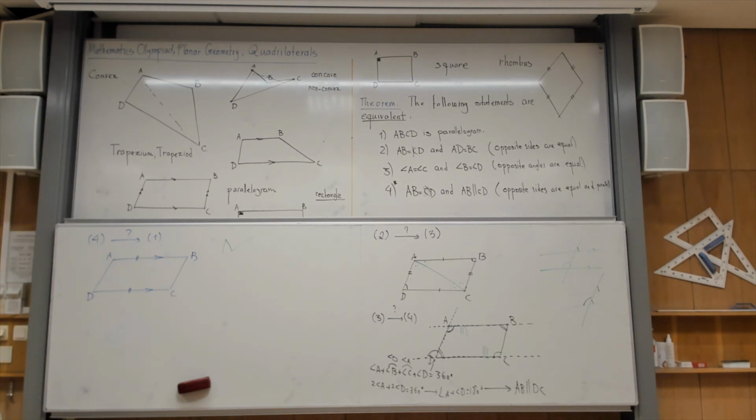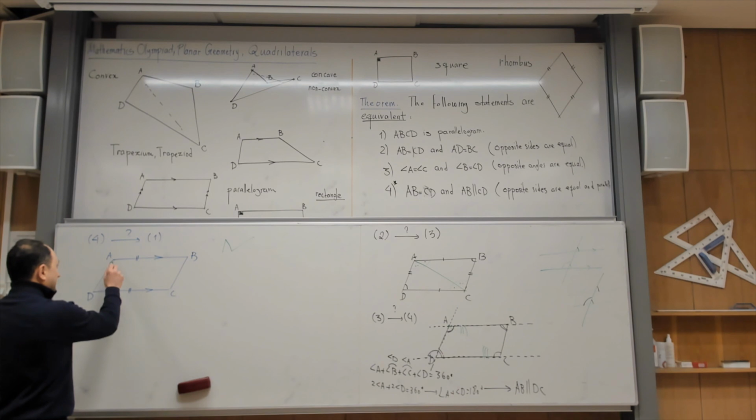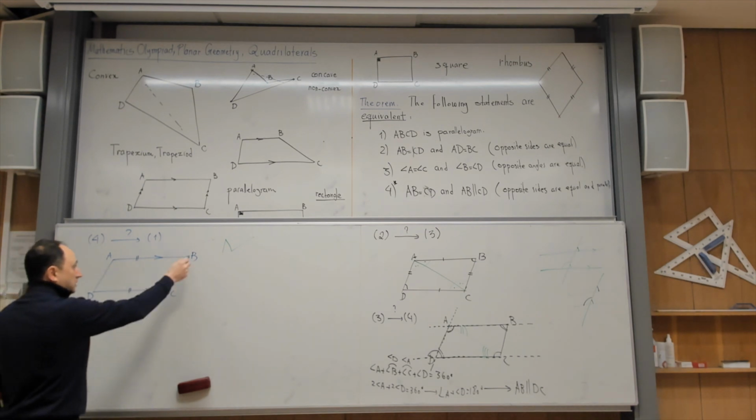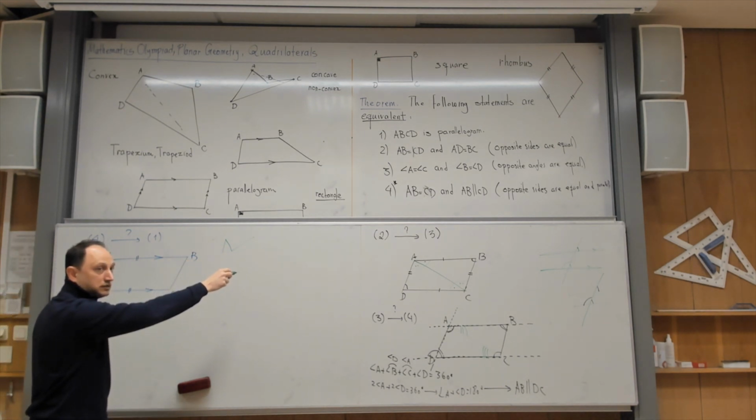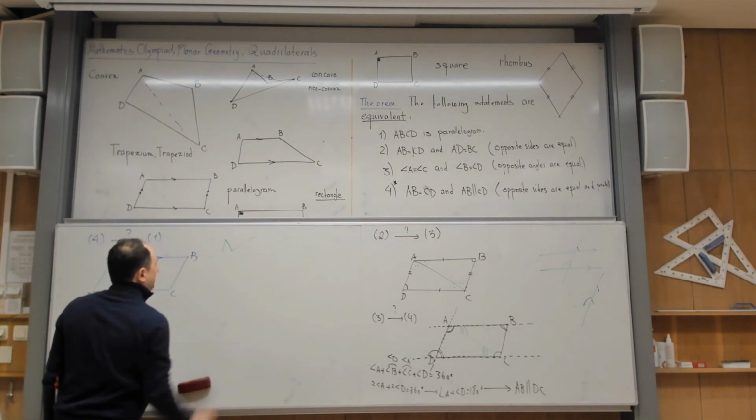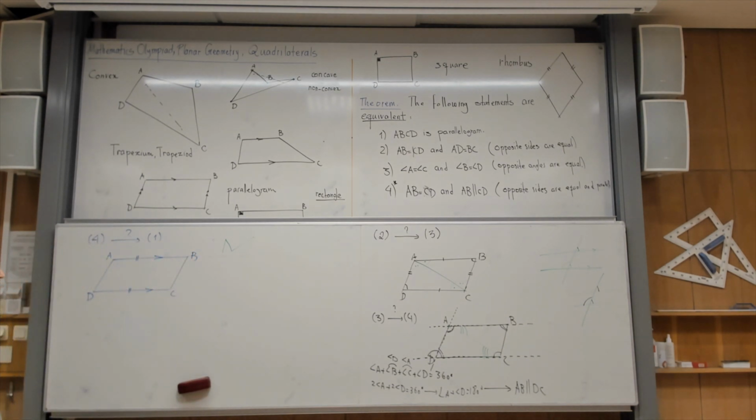First, you can lengthen AB and CD. So you enlarge them so they get longer. AB extended to where? Any length. And on the other side as well. Same thing for CD.